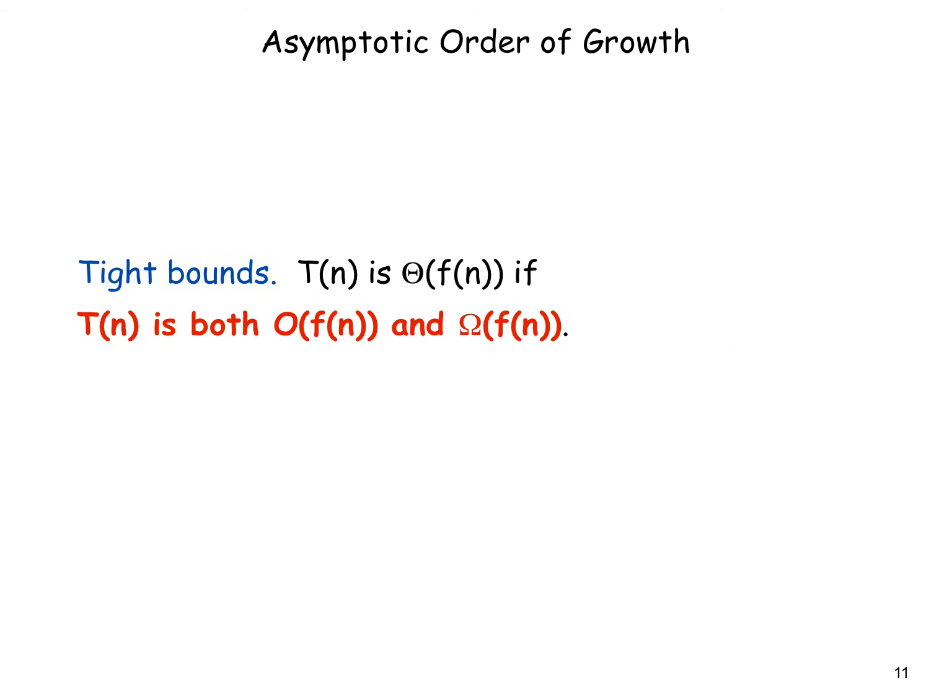And then finally, we have a tight bound where we say t of n is big theta of f of n if t of n is both big O of f of n and big omega of f of n. So that there's a couple of constants, c and n sub 0, beyond which t of n will end up being between these two functions. So all of the values of t of n will end up in between these two bounds.